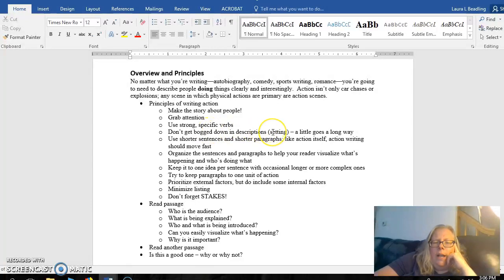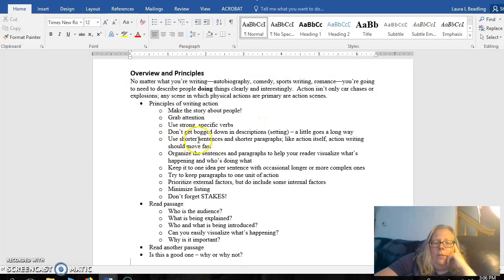Try not to get bogged down in descriptions, particularly of setting. A little goes a long way. Otherwise, you get so in love with writing what things look like that you forget to have things happen and to have people doing things. And that's not terribly interesting to read.